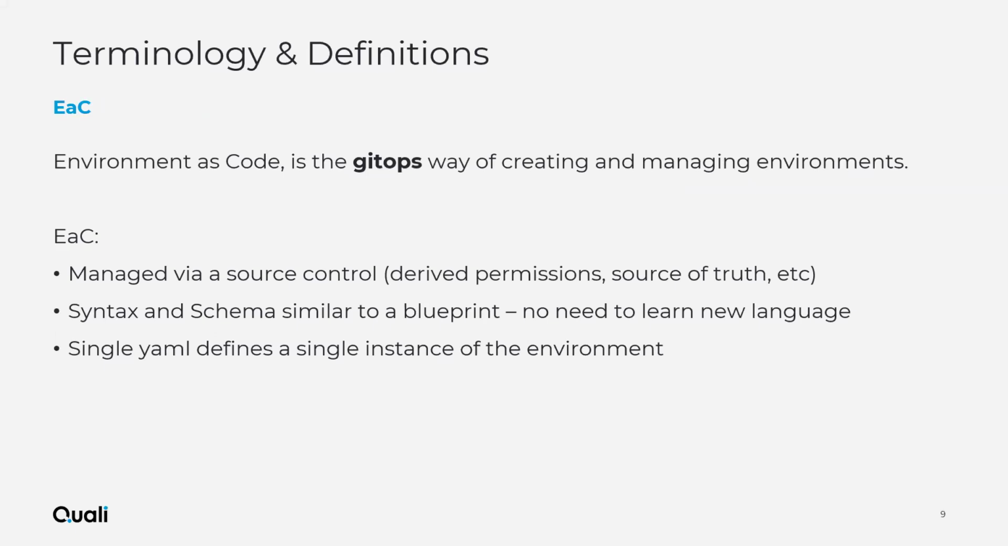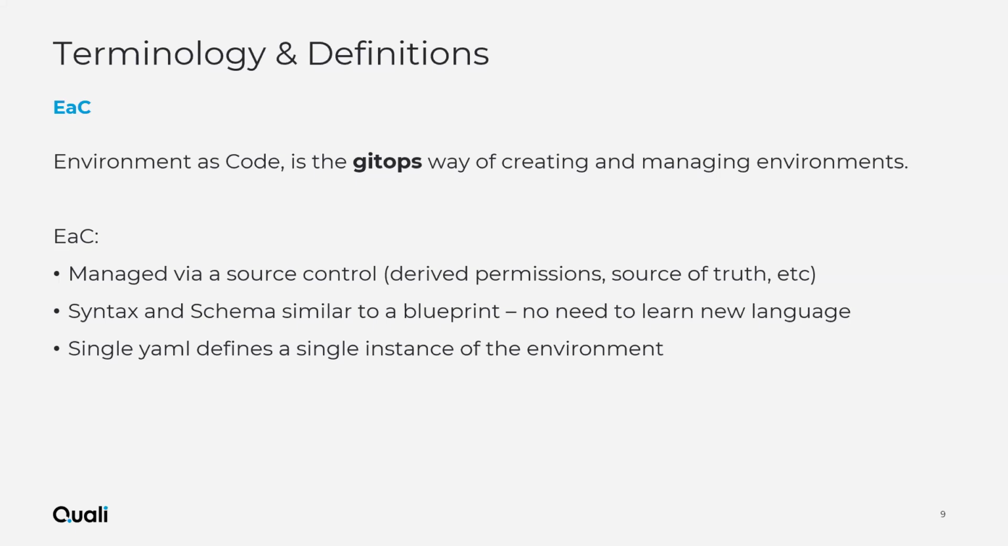Okay, now we're getting close to the focus. EAC. What is EAC? EAC, environment as code, is the GitOps way of creating and managing environments. EAC is how you will create and manage your environment through GitOps, through Git, your source control. It can be GitHub, it can be GitLab, Bitbucket, and we support different kinds. And this is, of course, usually the best way, okay, to manage the environment.